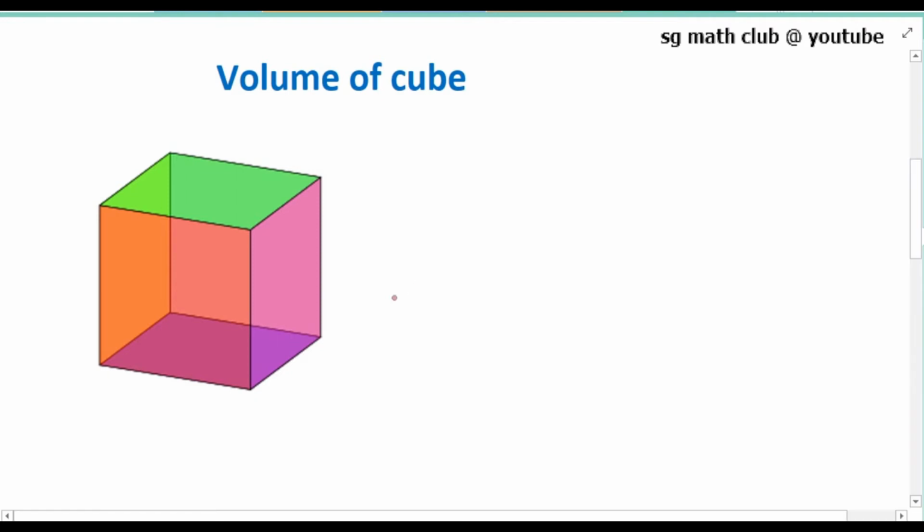Next is volume of cube. So volume of cube is again base area into height. So base area into height will give you volume of the cube, and we know that cube has got 6 square faces, 12 edges and 8 vertices. All the faces of the cube are square, and length, breadth and height are same for the cube. So base area means base area of square.